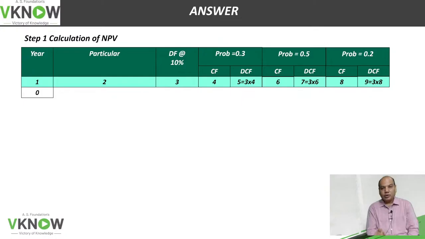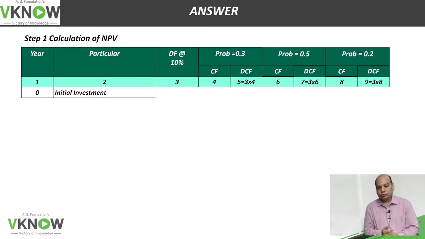First you write down column number 1, 2, 3, 4. Column number 5 is 3 into 4. Column number 6, 7 is 3 into 6. Column number 8, 9 will be 3 into 8. Column number 3 is discounting factor, which is common. So I am solving one of the very important questions of this chapter. Okay, and they can repeat in the exam also for 10 to 12 marks. So please take a calculator, pen, pencil and write.